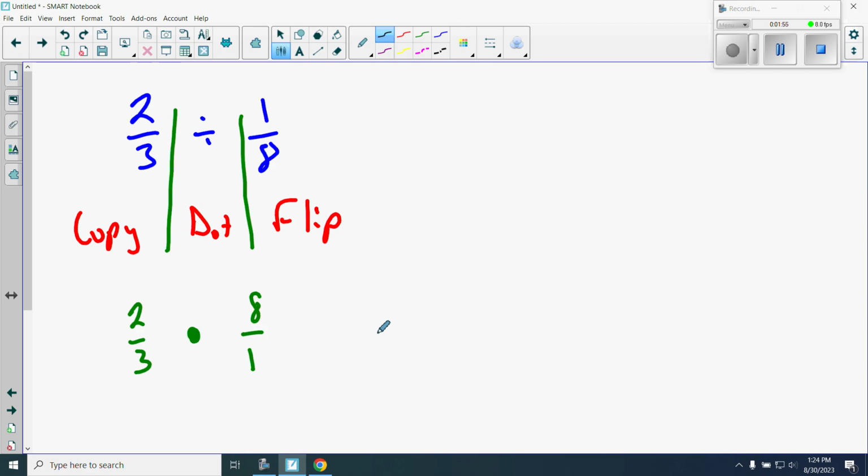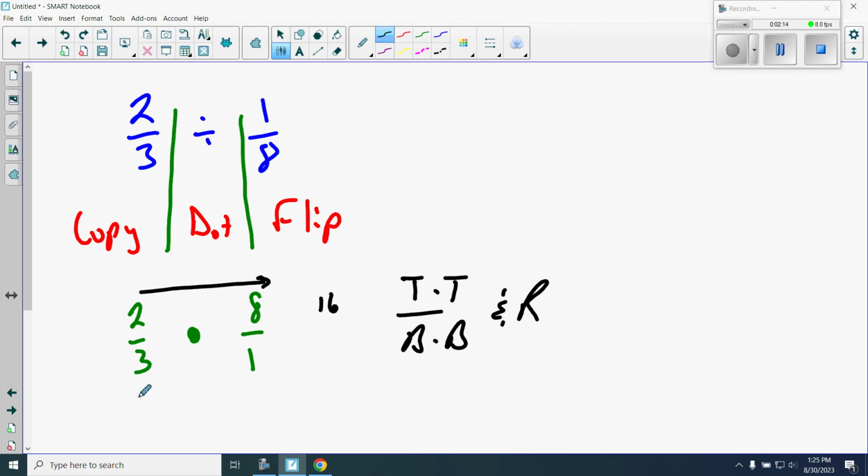If you refer back to one of my earlier videos about multiplying fractions and mixed numbers, you'll realize that now we have to go tops times tops, bottoms times bottoms, and reduce. That's what happens when we're multiplying fractions. So tops times tops gets us 16. Bottoms times bottoms, or 3 times 1, gets us 3. And then we look to reduce. Well, 3 is prime. 3 is not a factor of 16. Therefore 3 can't come out of the 16, and you are reduced. So that's probably as simple as we can make dividing by fractions.